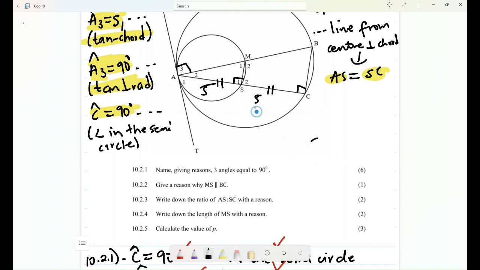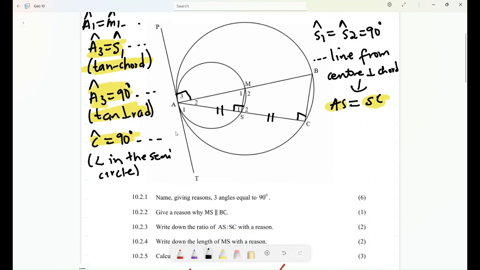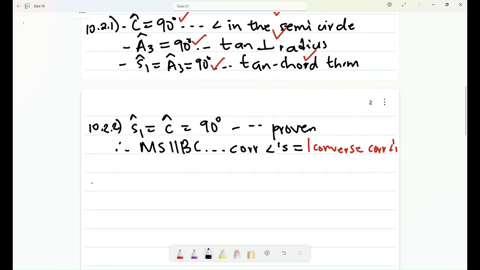Remember, the ratio should be in its simplest form. And you were told that AS is P minus 1. It means this is also P minus 1. But P minus 1 to P minus 1 is the same, so it is 1 to 1. So the ratio here is 1 to 1. 10.2.1. The ratio is 1 to 1. Why are we saying that? The reason is that line from center to midpoint.